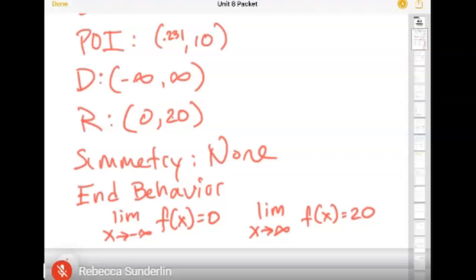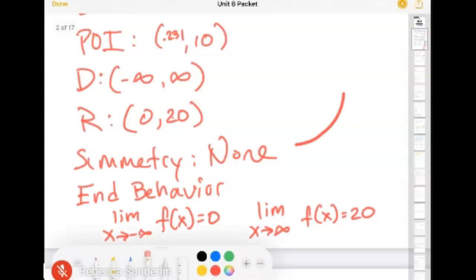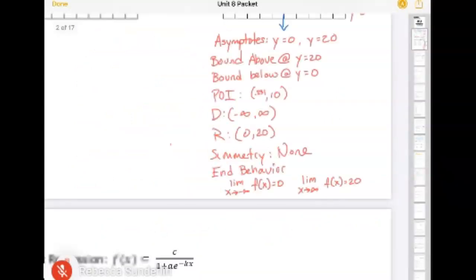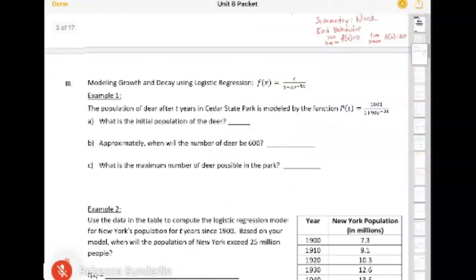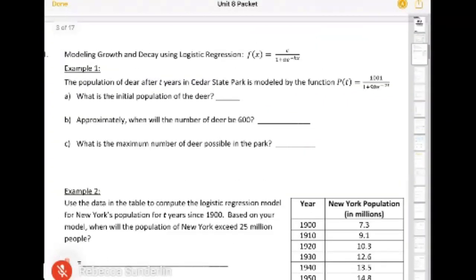Any questions? Okay. Now we're going to go and look at some logistic word problems. I'm sure you guys are so excited. What was that? Was that an accident? Okay, no problem. All right.